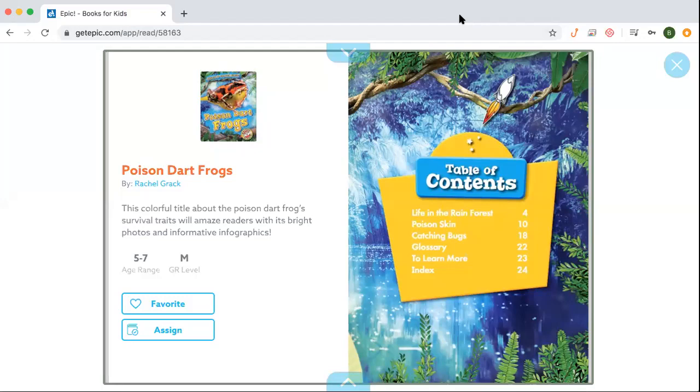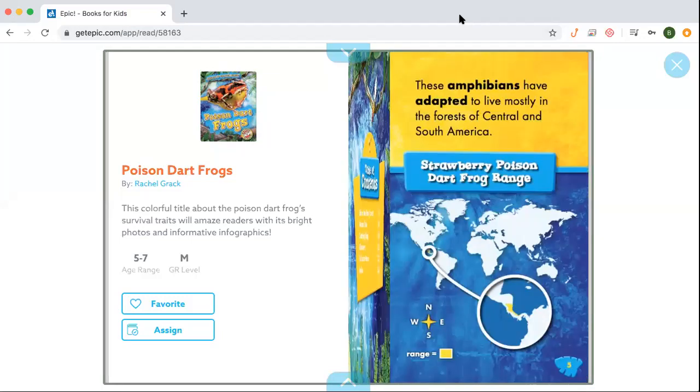This table of contents says Life in the Rainforest, page 4, Poison Skin, page 10, Catching Bugs, page 18, Glossary, page 22, and something new, it says To Learn More, page 23, and the Index, page 24, and we'll talk about those when we get to the end of this book.